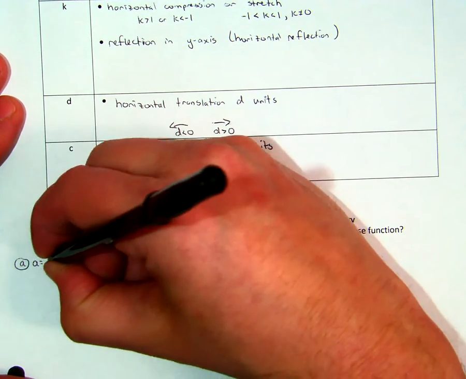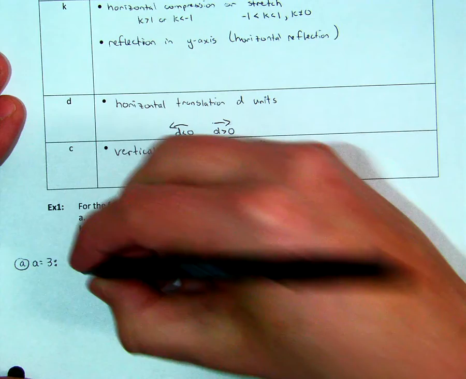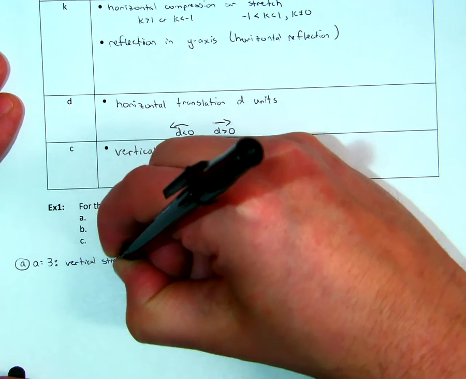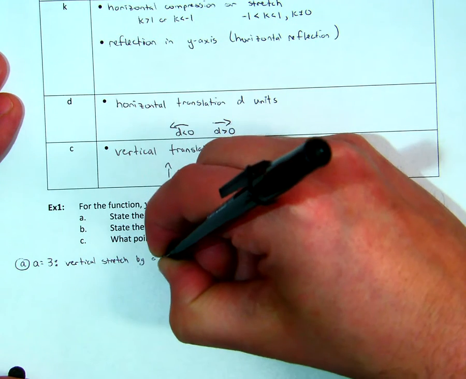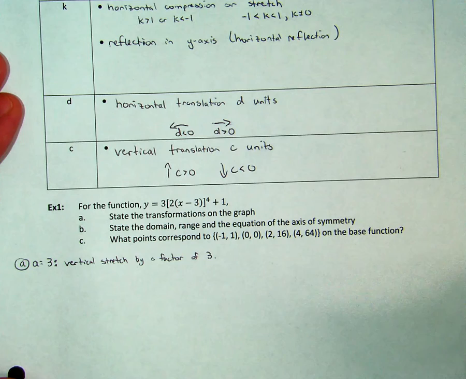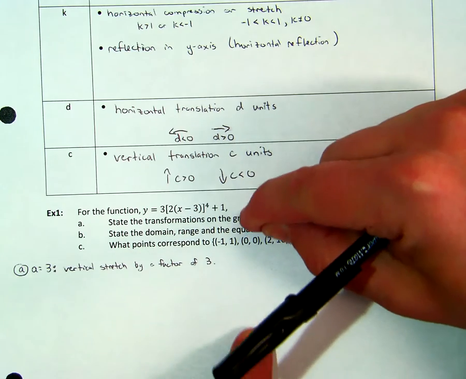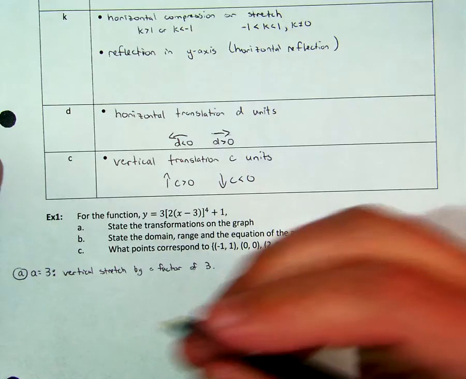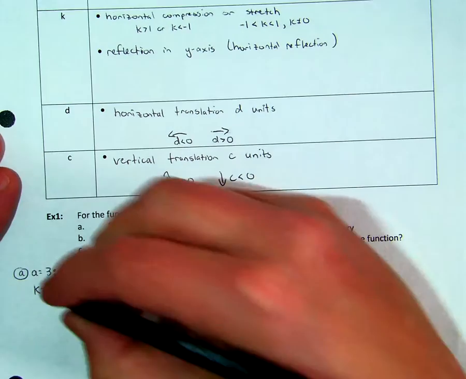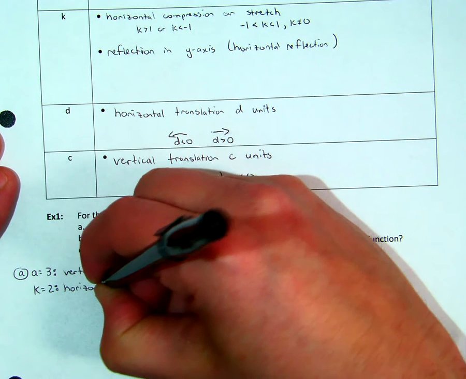So for part A, state the transformations. A is 3. And if A is 3, that tells me it's a vertical stretch by a factor of 3. Okay. So it's going to stretch it vertically. It's going to stretch it like this. K is 2. So that's actually going to be a horizontal compression.